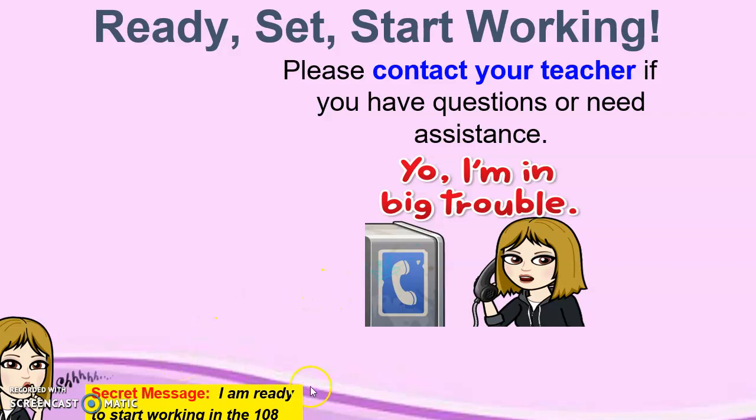Here is your first secret message. "I'm ready to start working in the 108 English course." Submit that to the extra credit folder and start the semester off right with some extra points.